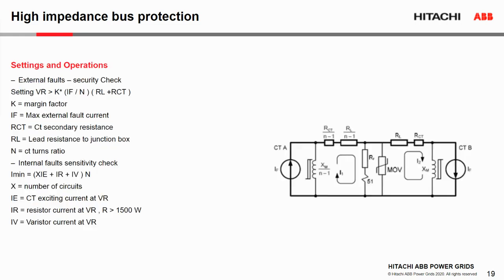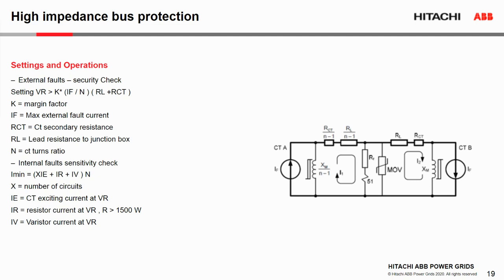Okay, so this is basically the equivalent circuit I drew here. Typically you will see this in any vendor's high impedance bus protection manual. These are the calculations. Basically, you assume this is the measuring branch. You measure the voltage, and you typically assume a complete short circuit of this excitation branch. So what you end up with is this voltage imposed on this RL and RCT, which is the lead resistance and the CT secondary winding resistance.